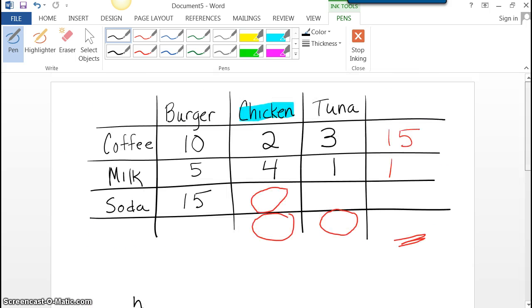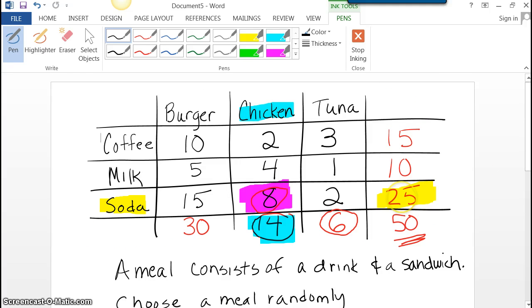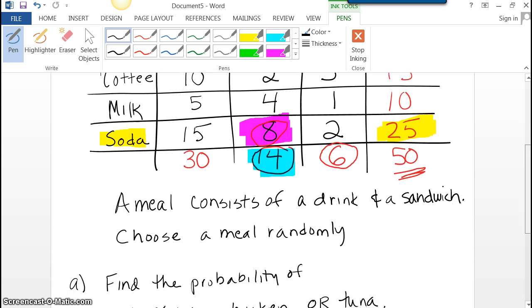The probability of soda is the 25 out of 50. The probability of chicken is the 14 out of 50, and we're going to subtract away the 8 because we've double counted it with the 25, and then we're also counting it with the 14. So we just want to take it away once so we don't double count it.